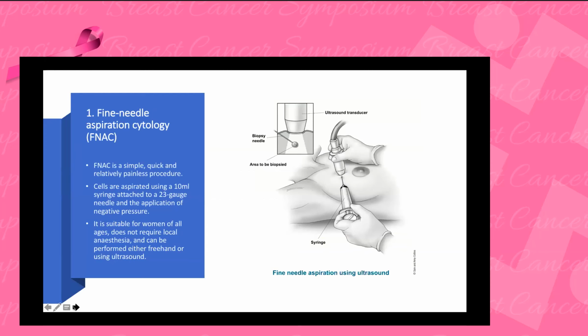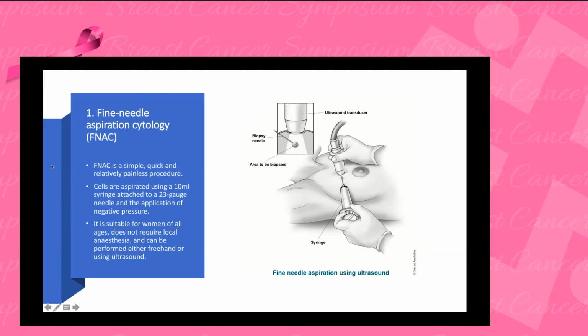Now we're looking at the first one, which is your fine needle aspiration cytology. With this one, the image here shows one that is ultrasound guided. You can see the person who is performing the procedure is holding an ultrasound probe on the anterior surface of the patient's chest or the breast. And there is a needle that is being directed by the image going directly into the mass or into the area that is going to be biopsied.